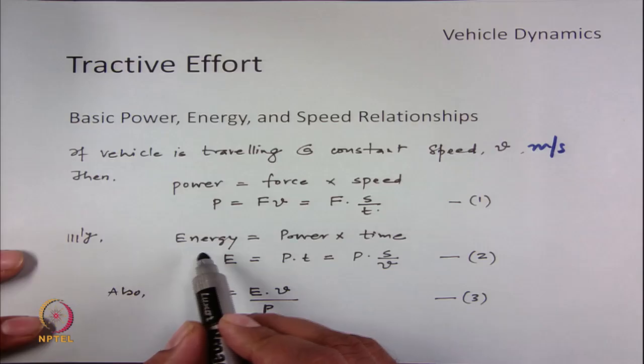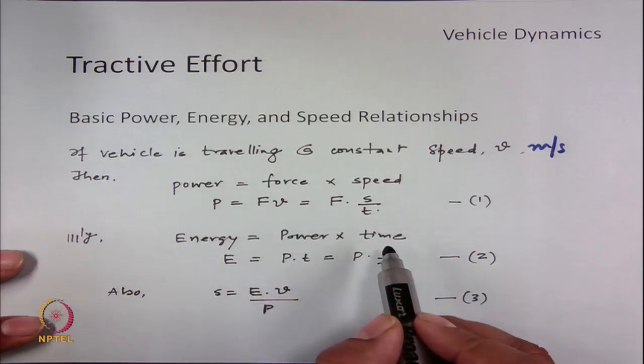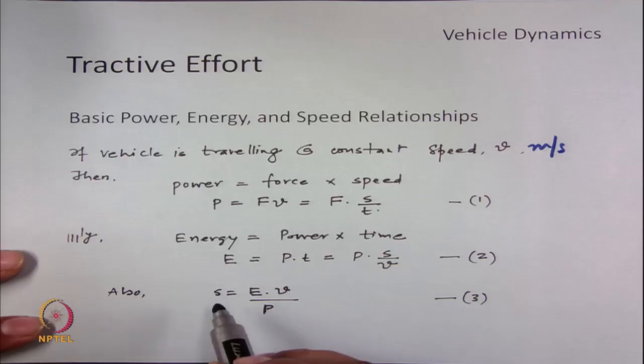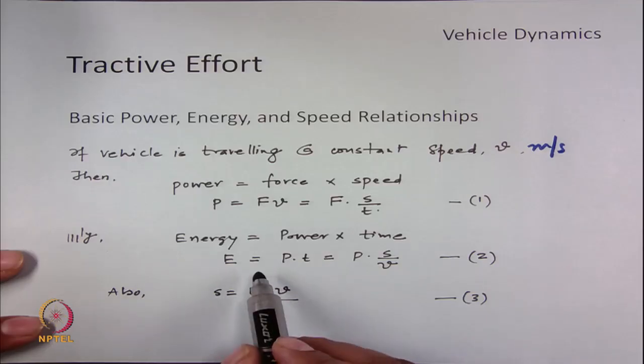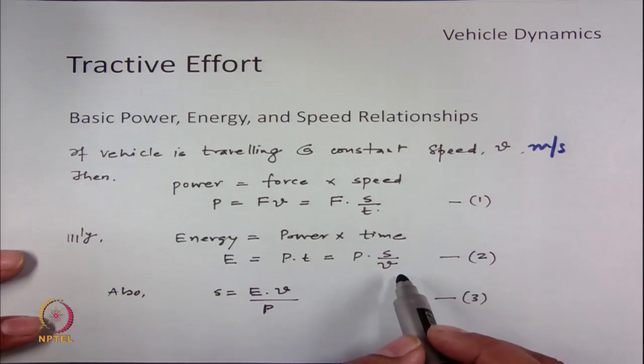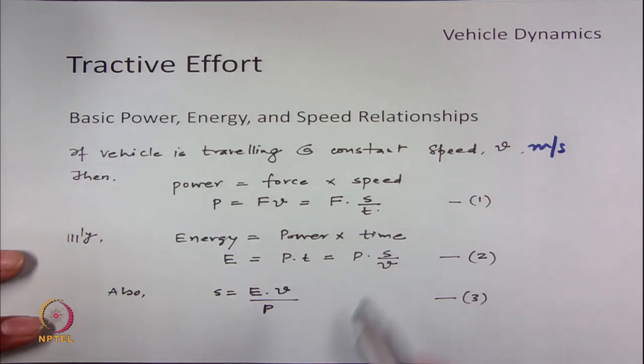Similarly, we all know that energy is equal to power into time, and for a constant speed application, the energy can be written as power into time, or power into distance by speed. So, this relationship is important because we can find the distance travelled for a given energy input at a constant velocity with a power rating of P. So, these are some basic relationships which will be very handy in calculations.